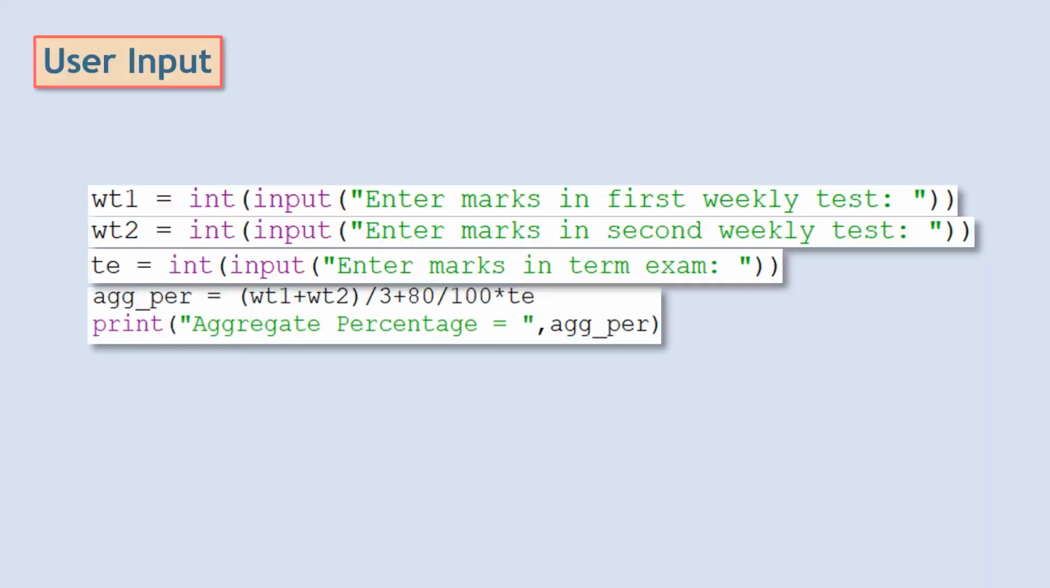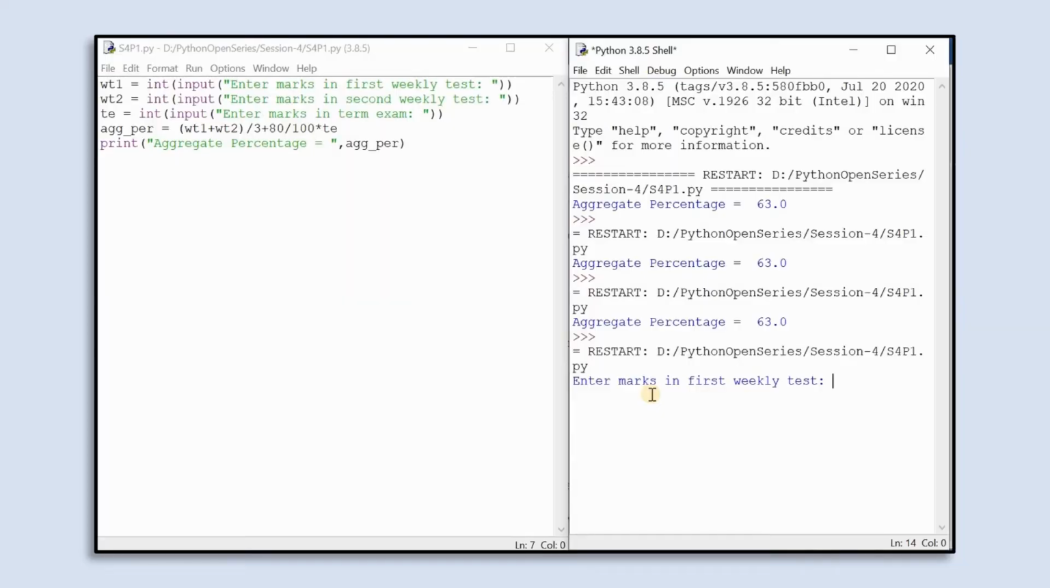Now I run the script and see how it works. First it gives the message enter marks in first weekly test. Now the script is waiting for the data to be input from the keyboard. Let me enter 20. As I press enter, I get another message to enter the marks in second weekly test. Let me enter 25. Then I get the message to enter the marks in term exam. I enter 60. As I press enter, I get the aggregate percentage.